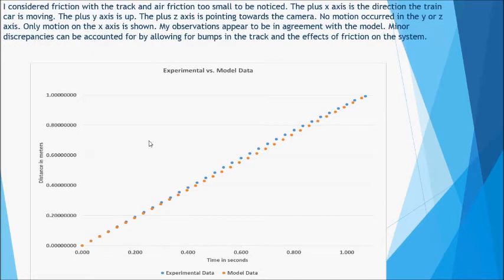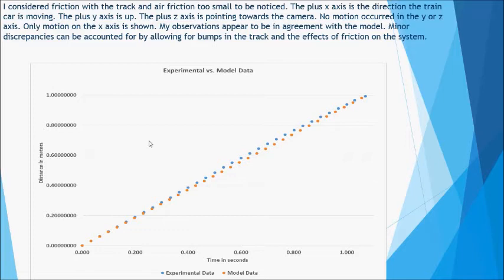I considered friction with the track and air friction too small to be noticed. The plus x-axis is the direction the train car is moving. The plus y-axis is up. The plus z-axis is pointing towards the camera. No motion occurred in the y or z-axis. Only motion on the x-axis is shown.